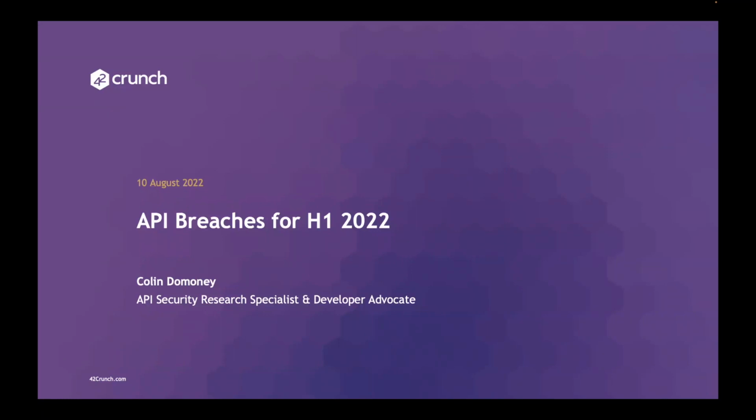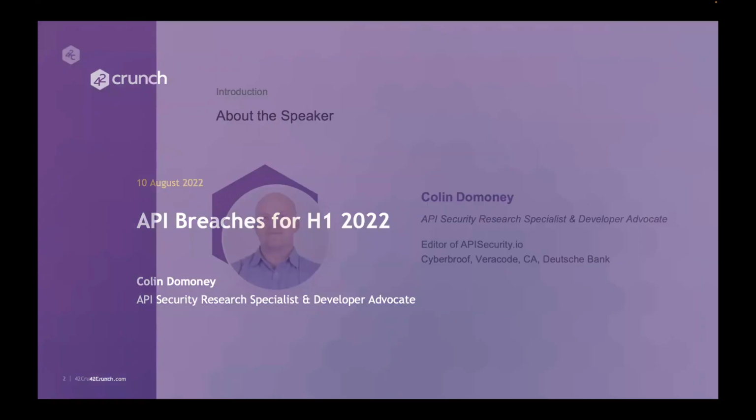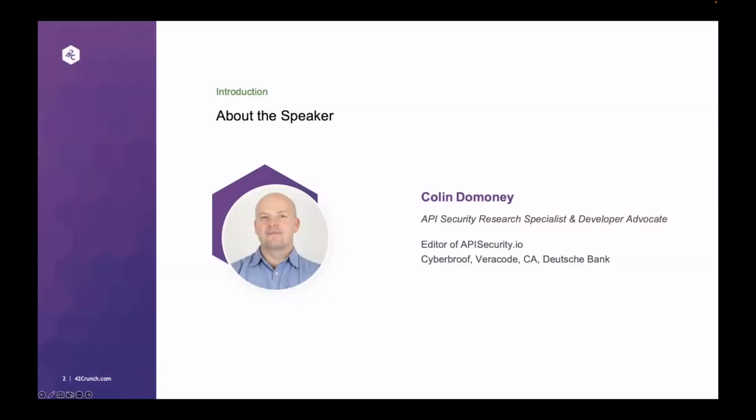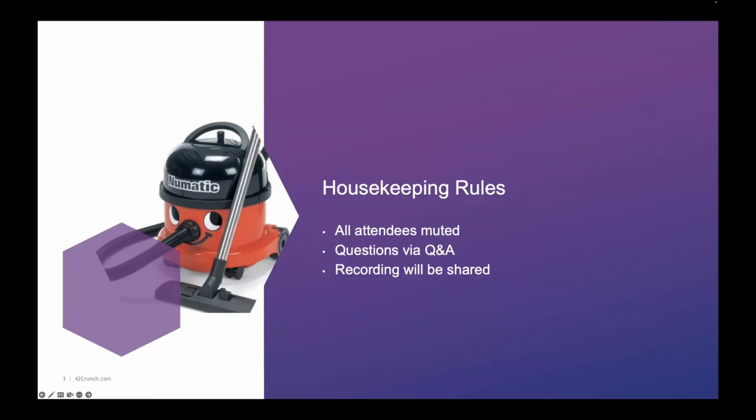I am joined by Colin Domoney, API researcher and developer advocate with 42 Crunch, and also curator of the API security.io newsletter. In episode 1, Colin reviewed some of the major API attacks witnessed this year. And in this episode, Colin will demonstrate how to defend against these common attack types and real-world API exploits. And now let me hand you over to Colin.